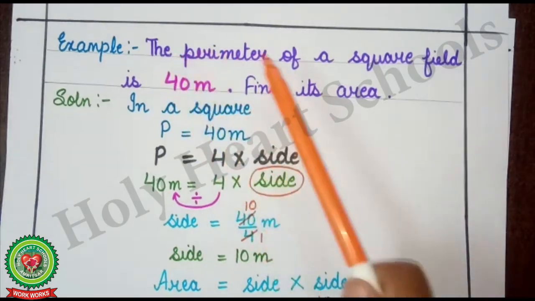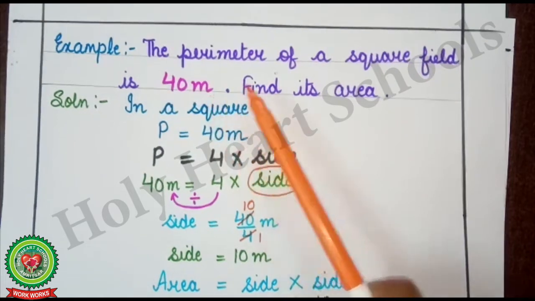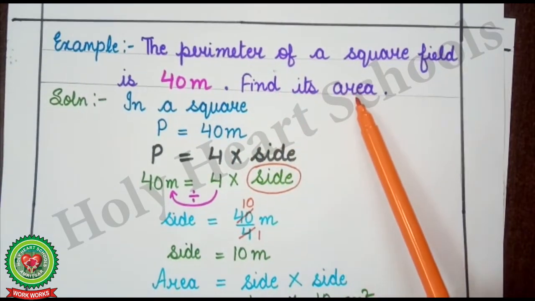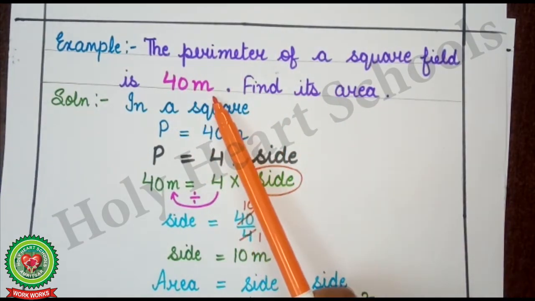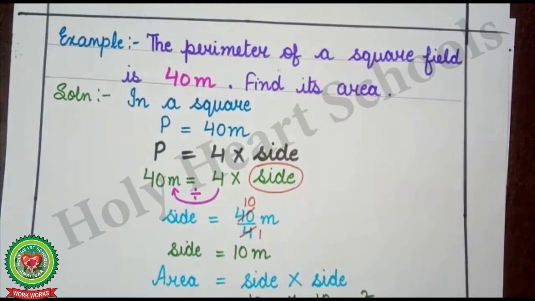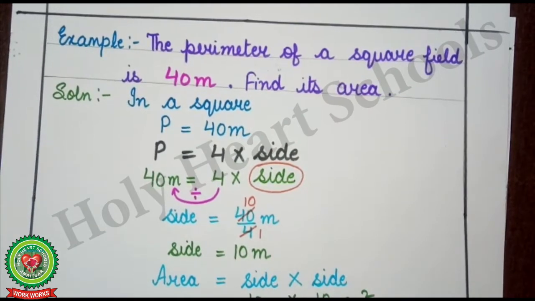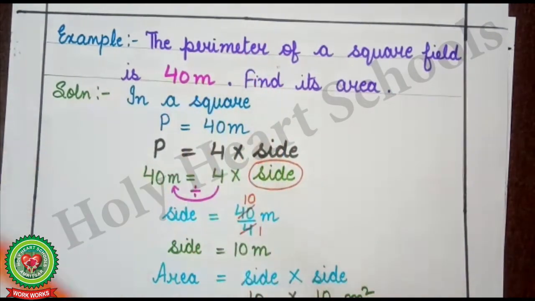Here, the perimeter of a square field is 40 meters. Find its area. So here, the perimeter is given, that is 40 meters, and what I have to find out is the area. I know that the area of a square equals side multiplied by side, but here I don't know the side of the square. So first of all I will find the side of the square from the perimeter.